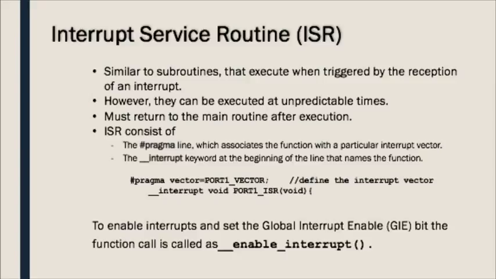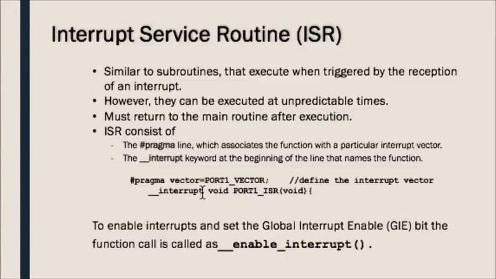Some important things to know: an ISR consists of a pragma line, which is associated with the function of a particular interrupt vector, and we'll talk more about interrupt vectors in our next slide. And then we have an interrupt keyword, which goes at the beginning of the line that names the function that is going to be the ISR. So here we have an example from Lab 10 of the definition of the interrupt vector using the pragma, and then using the interrupt keyword at the beginning of the function.